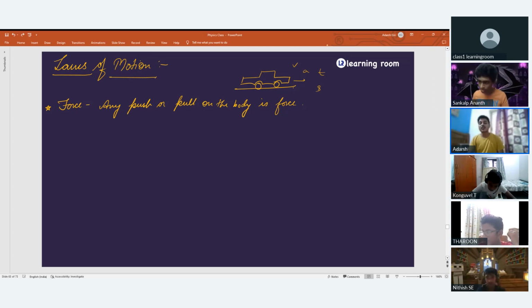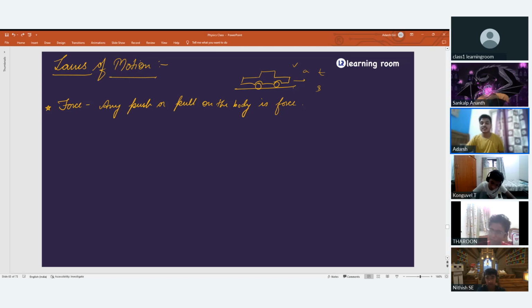Any push or pull on any body is force. With force you can apply only two effects, that is either push or pull, and force is the cause of motion of the object. Force has several effects.